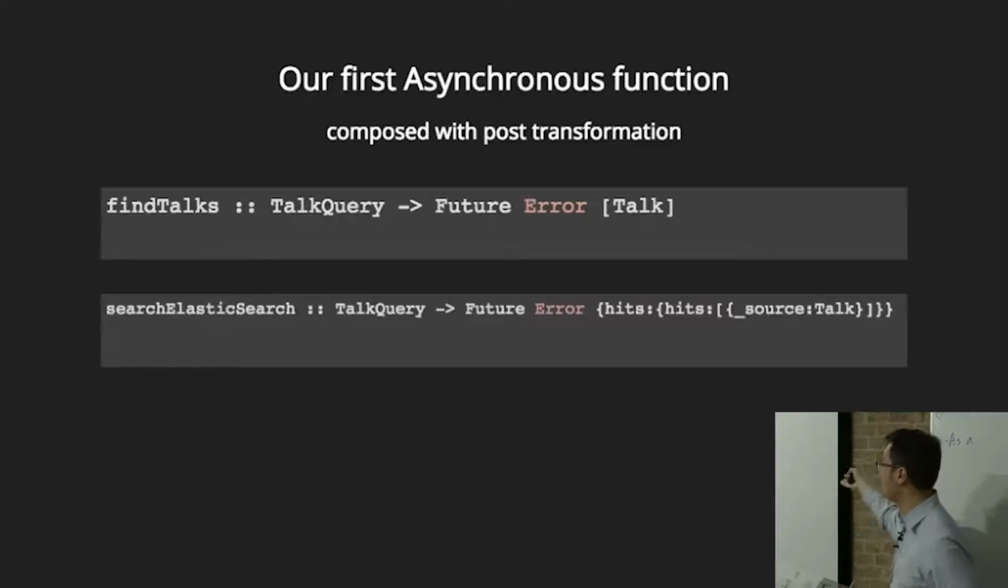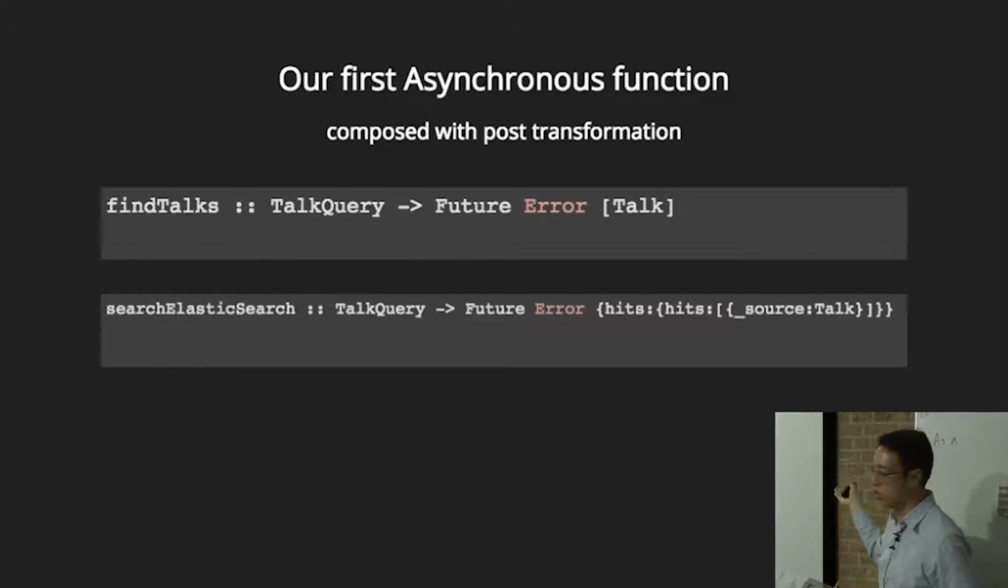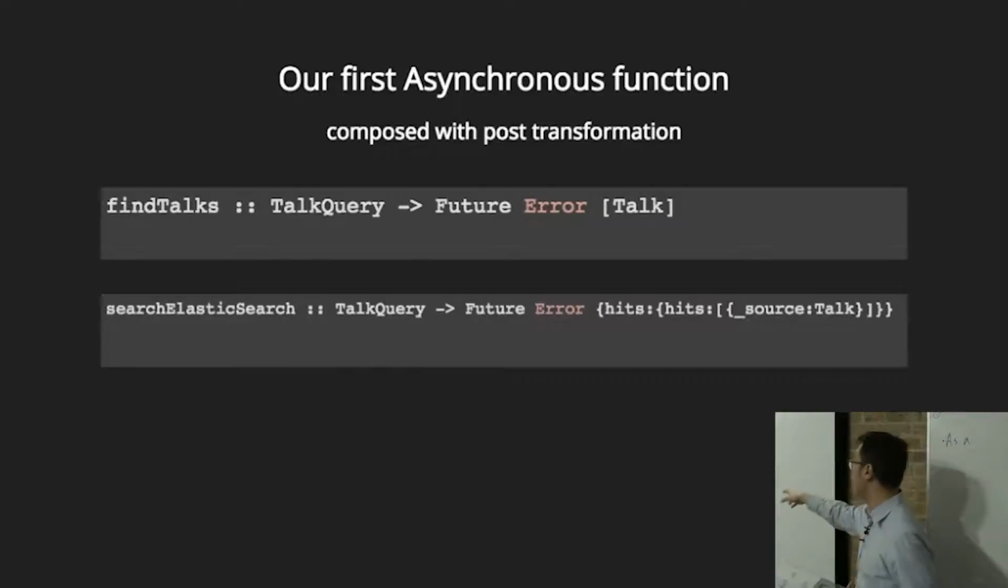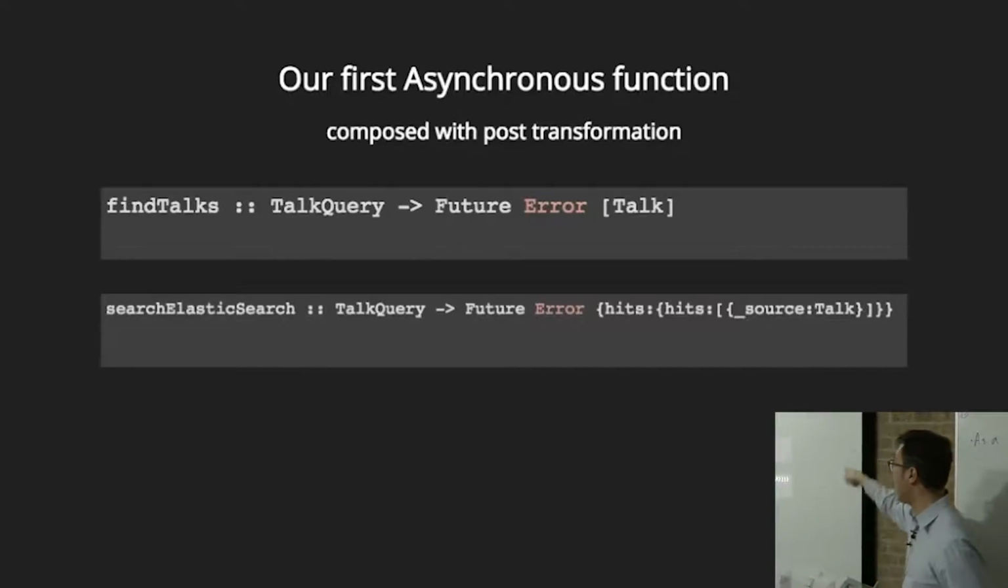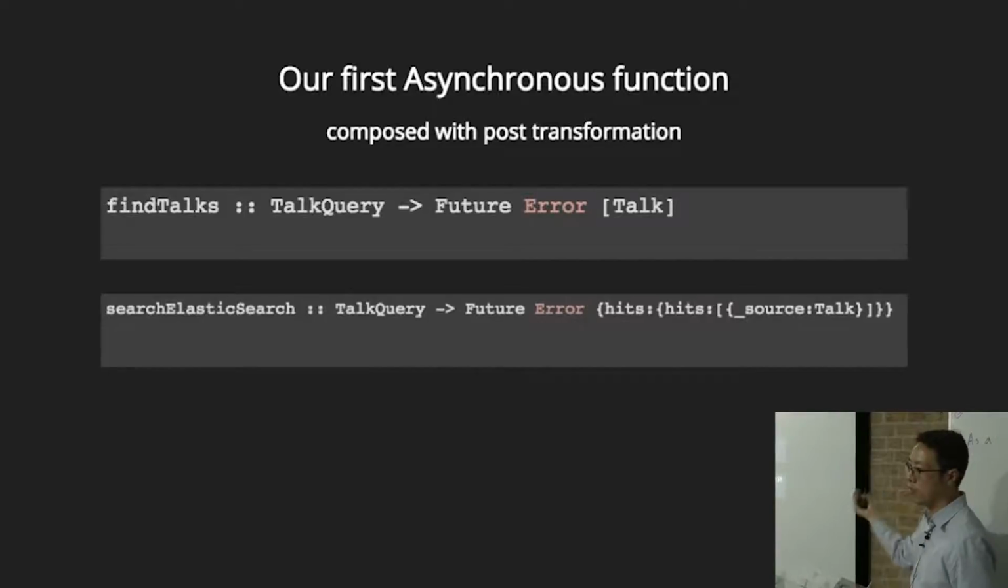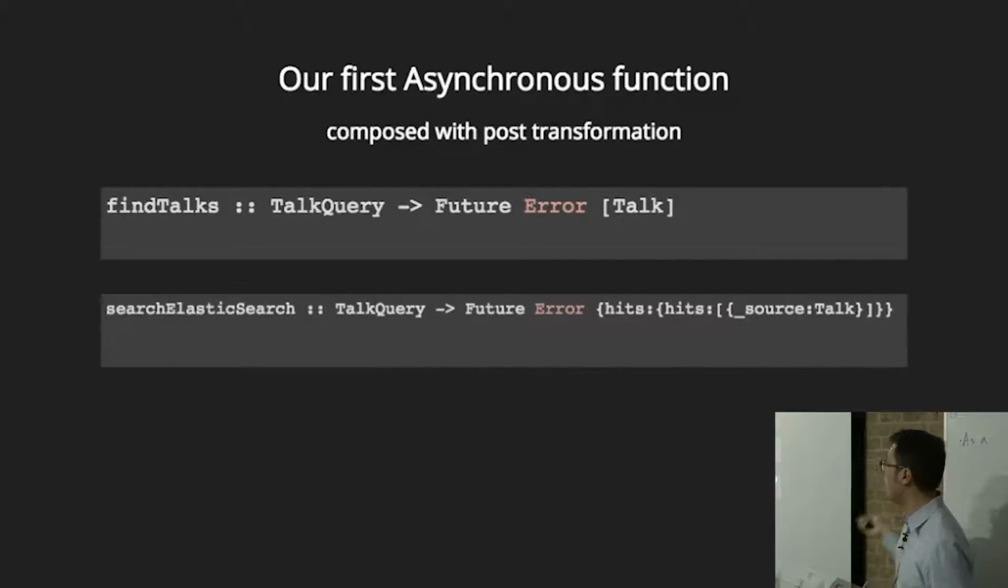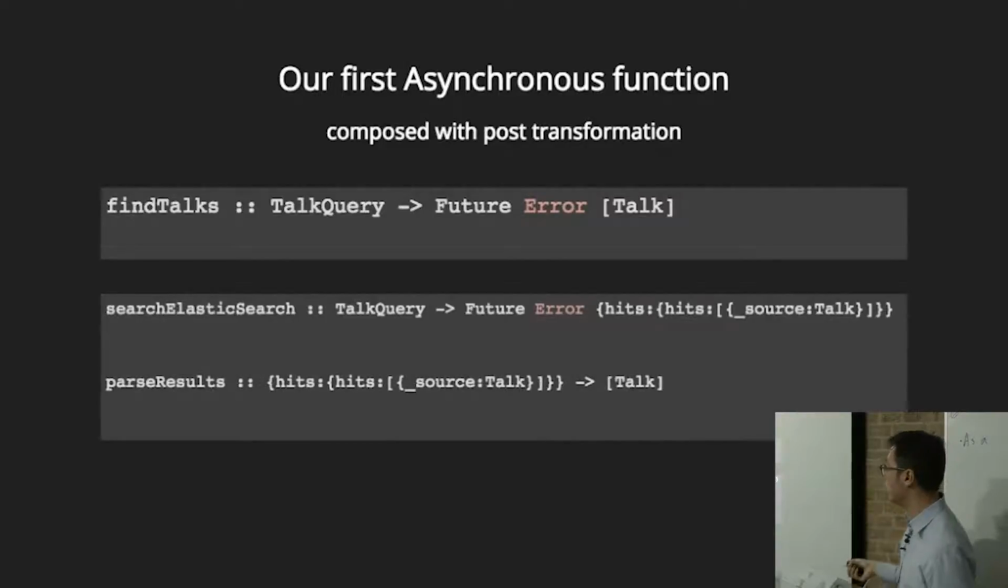This is the result that you would get back from doing an Elasticsearch operation. There's an object, and deeply nested into the body are the actual talk values that we care about. For us to conform to this type signature, we need to extract all that talk information from that object. And therefore, we need another function that can deal with that.